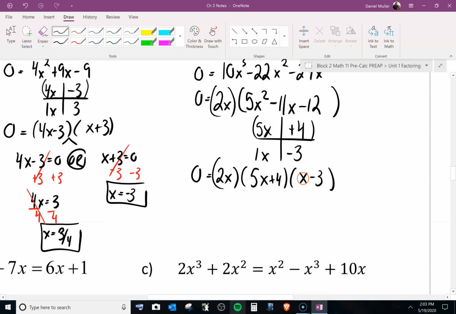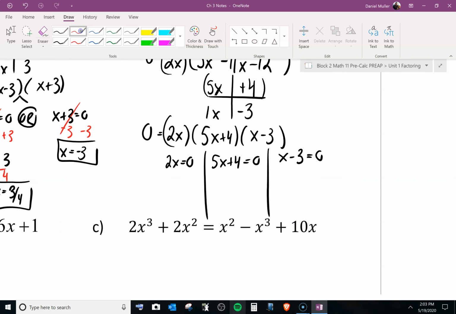Now, I've got 3 x's to solve for. So I've got 2x equals 0, or 5x plus 4 equals 0, or x minus 3 equals 0. I've got 3 things. And I'm going to move a little bit faster through this. Here I'm going to add the 3 over. I'm just going to write it. I'm going to add plus 3 and plus 3, so your answer would just be 3. You should know that. You should look at this and say, what would make this statement true? Well, a 3 would have to go in there.